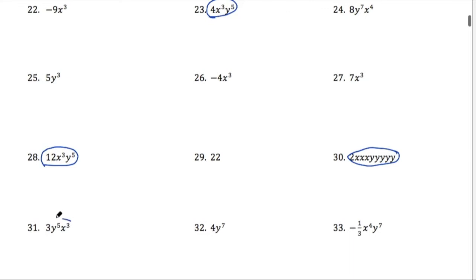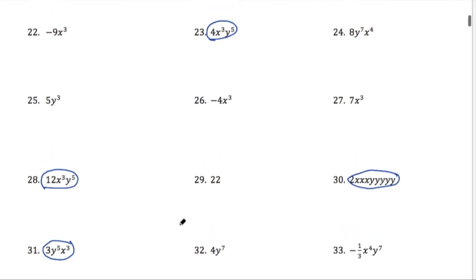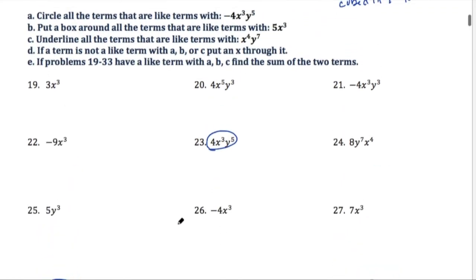Okay, so those four are like terms with x to the third y, with negative 4x to the third y to the fifth. You want to go ahead and do the same thing for putting a box around the ones that are similar to 5x to the third and underline the ones that are similar with x to the fourth, y to the seventh. All right, once you've done that, go through and put an X through any terms that are not the same. But then in part E, what you have to go through is add the term that you were looking for, so negative 4x to the third, with your new term.